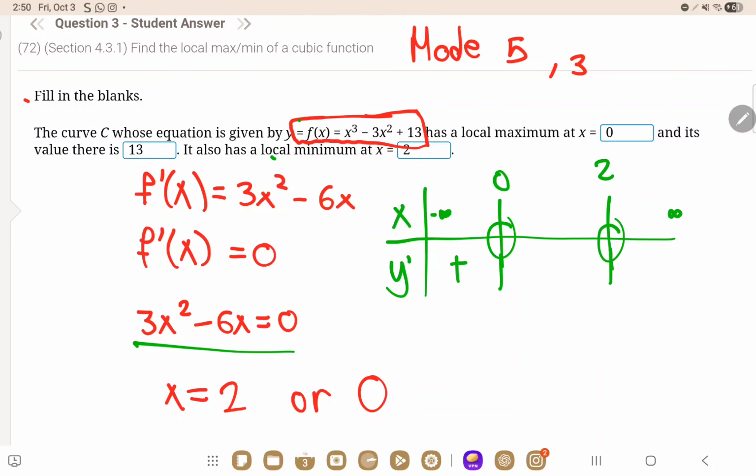Now let's do a number between 0 and 2. Between 0 and 2, let's say 1. So 3 times 1 is 3, minus 6 is negative 3, so it's a negative number. Now let's say a number bigger than 2, which would be 3. So 3 times 3 squared, which is 9. 3 times 9 is 27. 27 minus 6 times 3, which is 18, is going to give you a positive number. So it is positive after this.